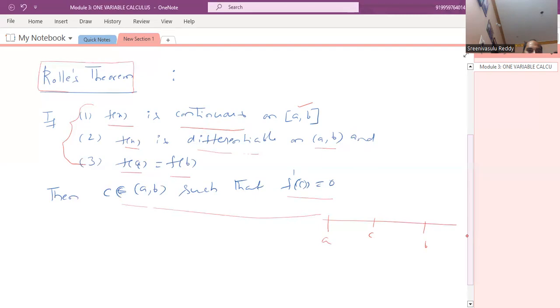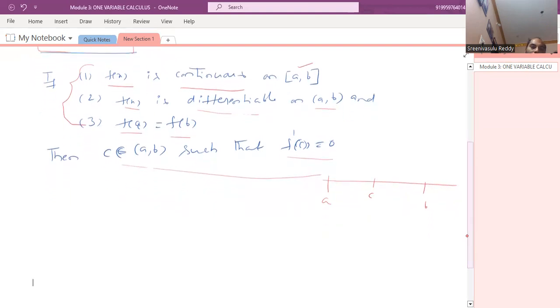One more time, I am repeating here. Function f or f of x, both are the same meaning. F of x is continuous on the closed interval a comma b. F of x is differentiable on open interval a comma b. Along with these two conditions, the function value is same at the endpoints, f of a equal to f of b. If the function satisfies these three conditions, then there exists a point C in the open interval a comma b such that f dash c equal to 0.